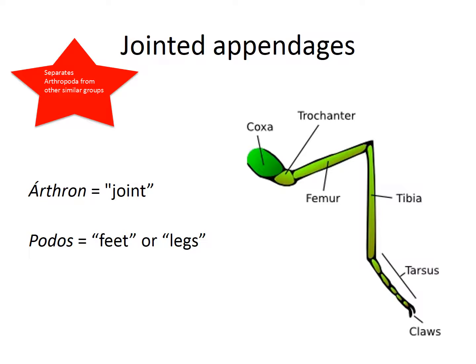The next concept that we have to talk about is that of jointed appendages. This is another thing that separates arthropods from other similar groups. As a matter of fact, the term arthropod comes from arthron, which means joint, and podos, which means feet or legs. So the name arthropod literally means jointed feet. And as you can see in this basic insect leg, there are numerous segments that are defined by joints or separated by joints within the legs of all arthropods.